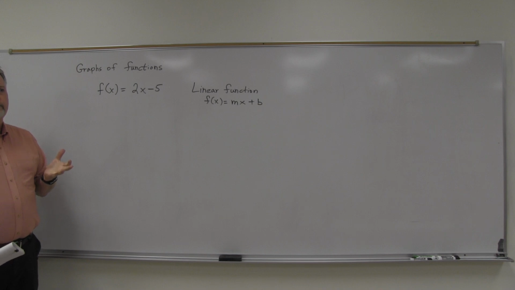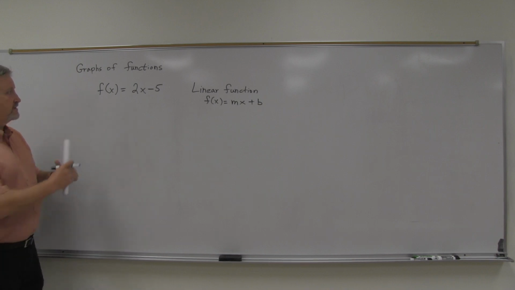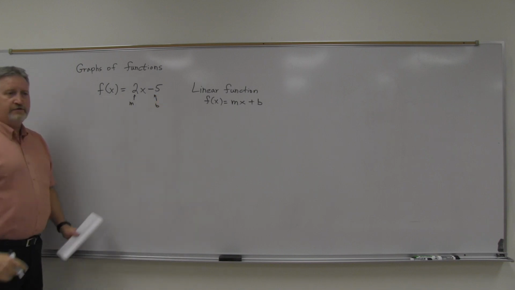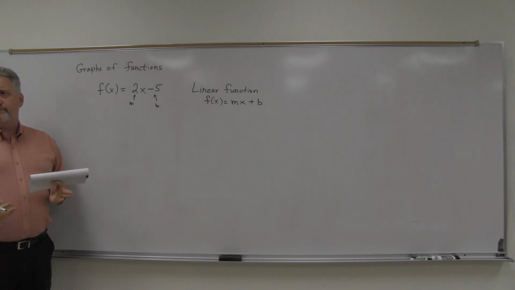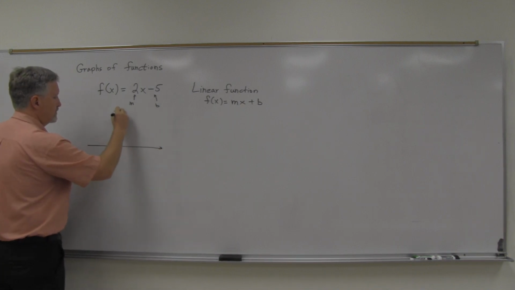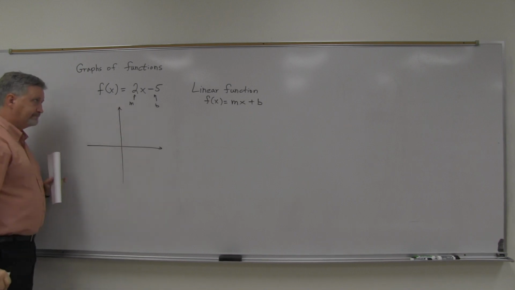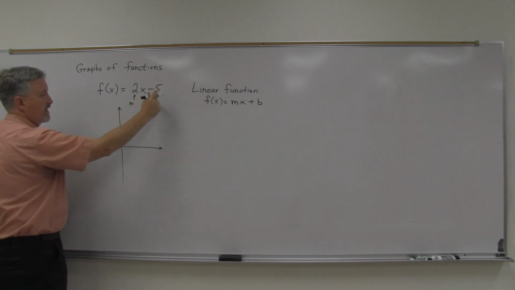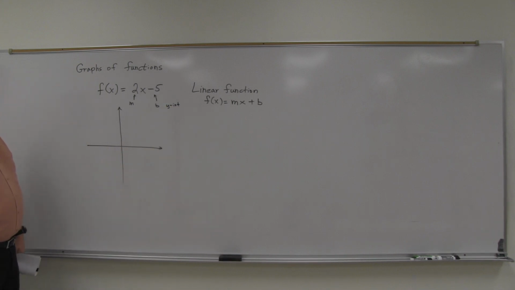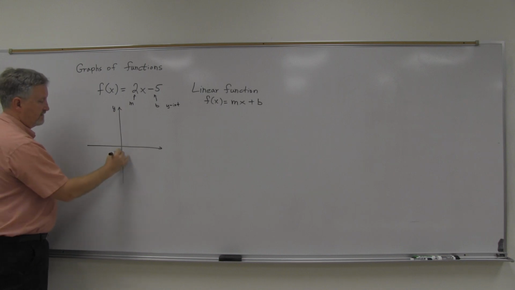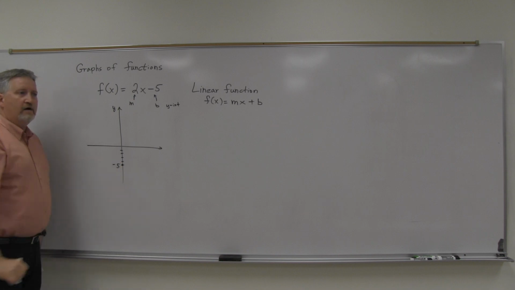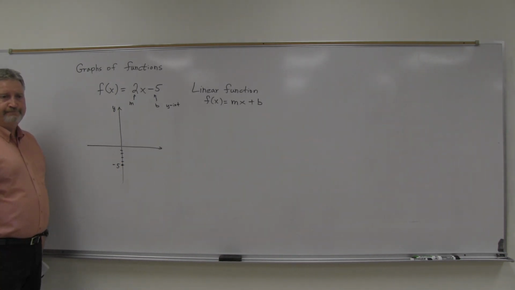Same deal. The m here is 2. And the b is negative 5. And so that basically tells me what my line graph is going to look like, doesn't it? So if I graph this thing, the b is the y-intercept. The y-intercept is negative 5, so it's going to cross the y-axis at negative 5. 1, 2, 3, 4, and 5, so negative 5. We've got ourselves a y-intercept there.